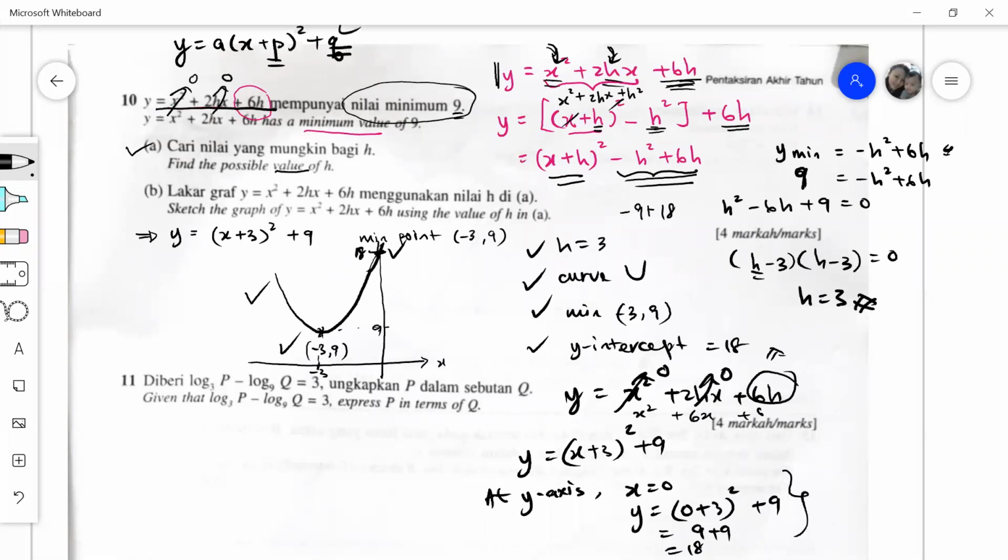You understand? So from the vertex form, we can find the minimum or maximum point. So we use this. Once we want to find the y-intercept, always use this, because at the y-axis, x equals 0. So all the terms with x will automatically turn into 0. Easy calculation, no need to count like this. Lazy people choose this one. Okay? Clear?